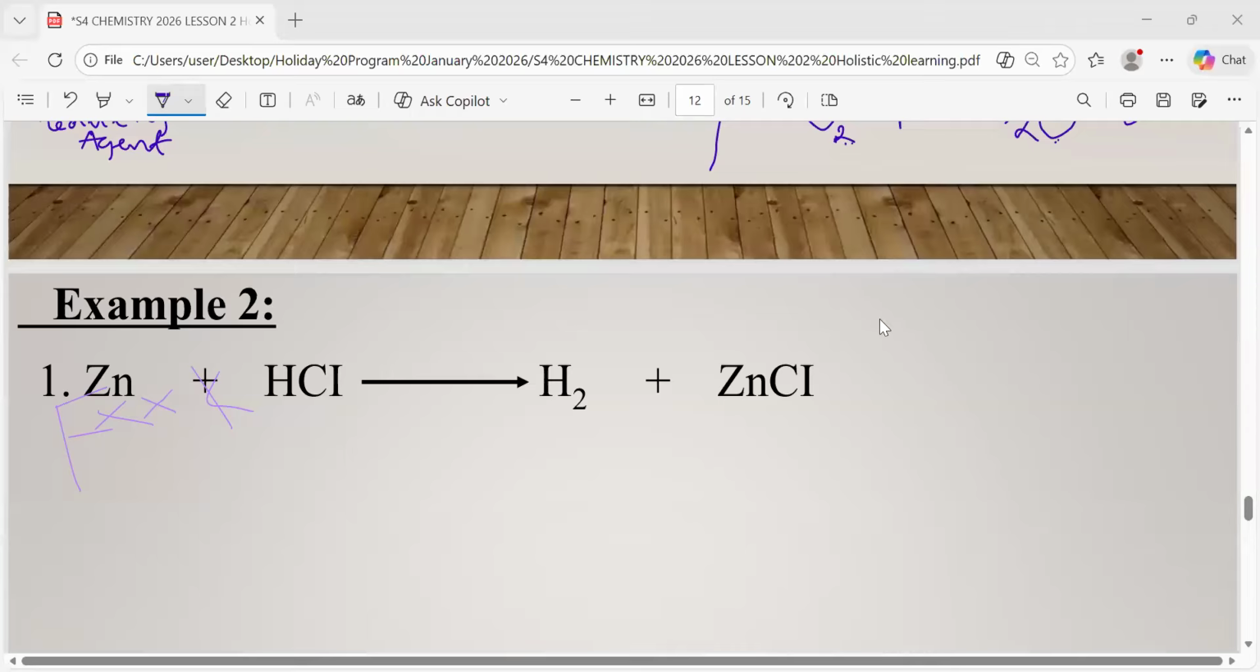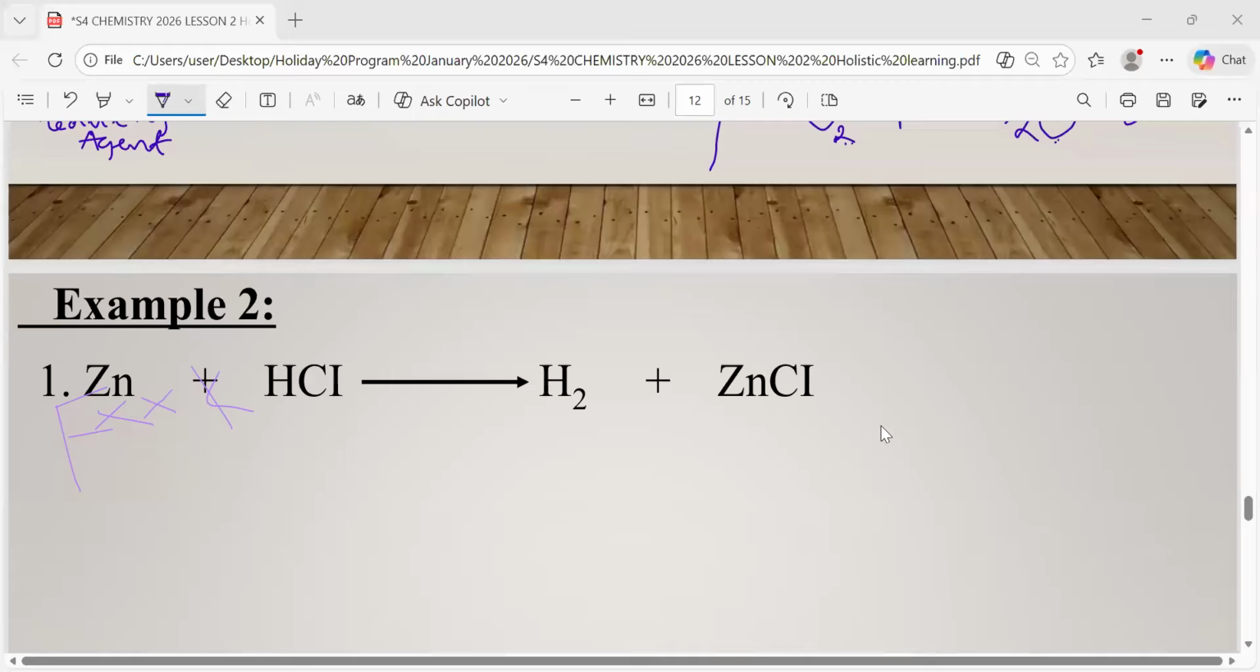Maria Martha, what's the oxidation state of zinc here? Maria Martha, you're in a noisy place. Teacher, but it's not noisy. Okay, let me unmute again, Maria Martha. Okay, I think it's better.